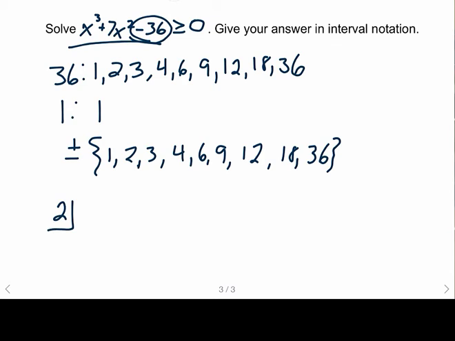Now our coefficients for x cubed, it's 1. For x squared, it's 7. There is no x term, so don't forget that 0. And then finally negative 36.